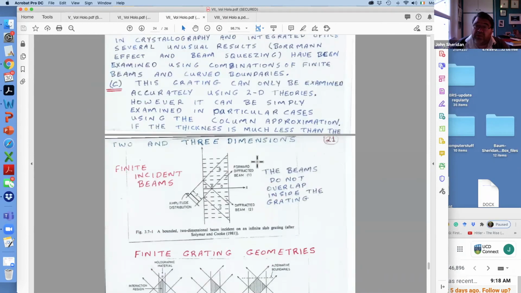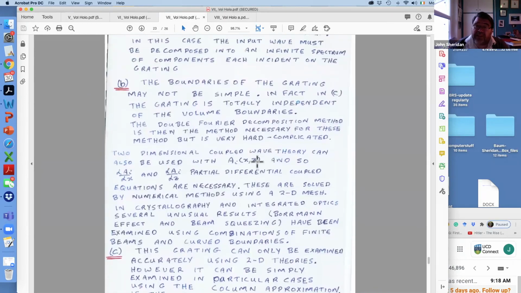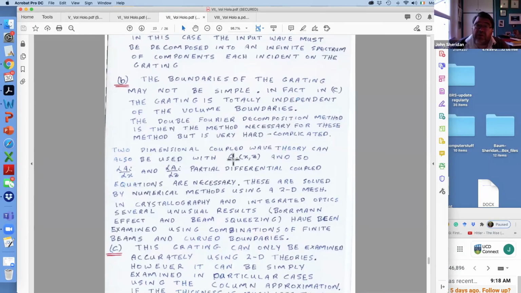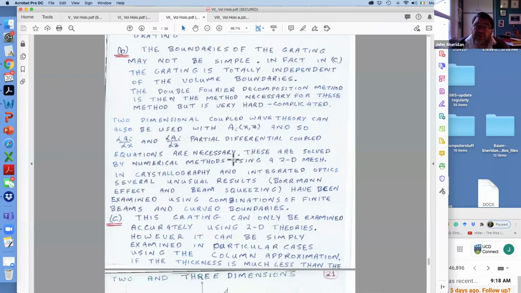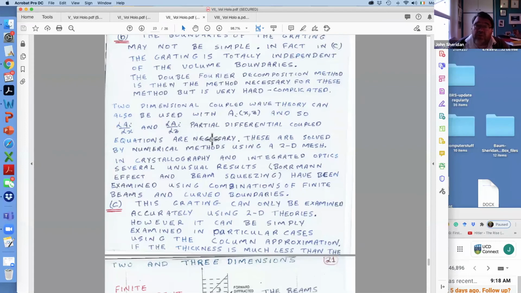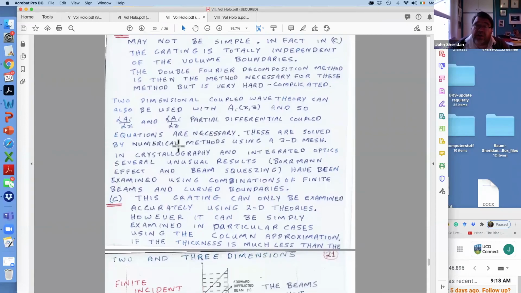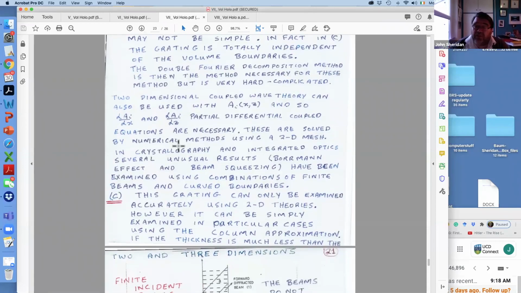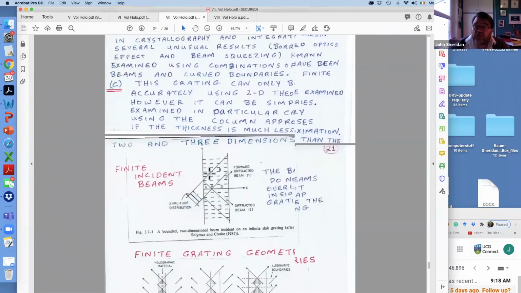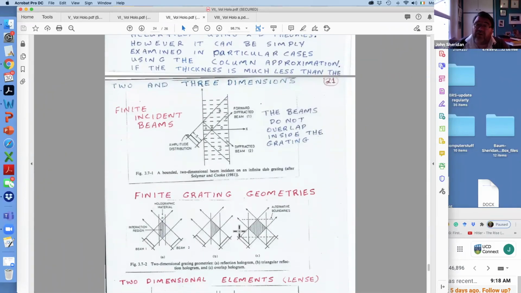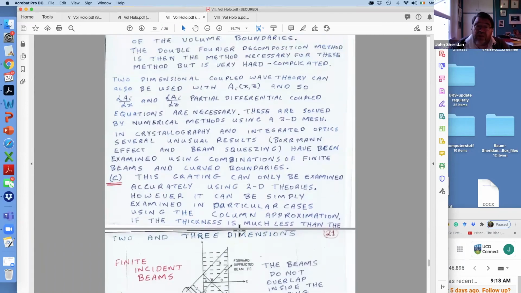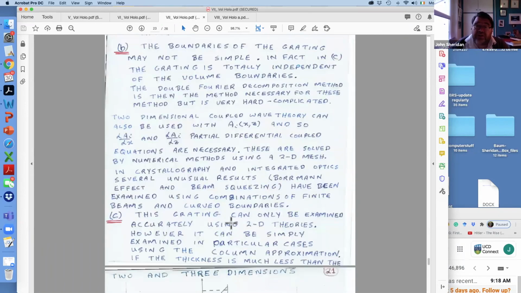So we can deal with these using infinite plane waves, but the maths gets a bit tricky, and there's other things that can be done. Two-dimensional coupled wave theory can also be used, and so these two mutually differential coupled equations are necessary. It can be solved, so we can reduce it down, and we can come up with a two-wave solution based on a finite grating type structure. Equations are to be solved by numerical methods using a 2D mesh.